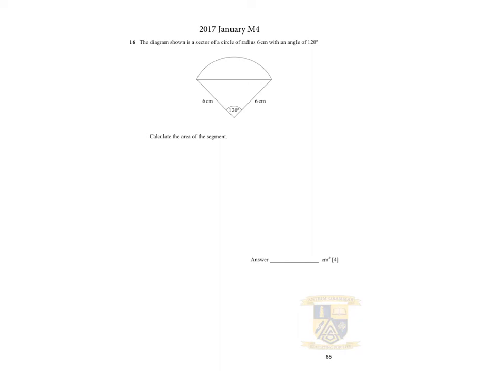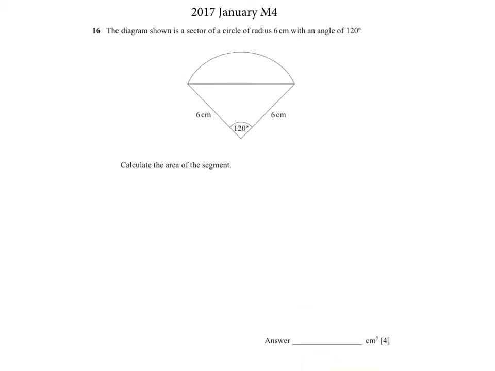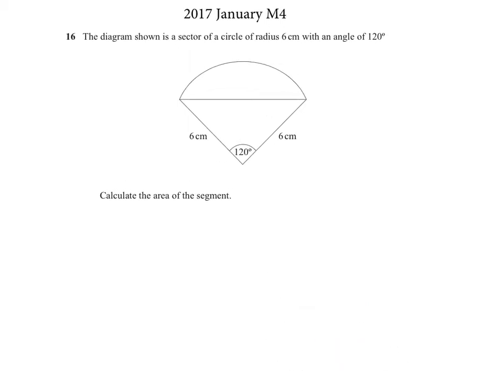This is the solution to 2017 January question 16 of the M4 paper. The diagram shows a sector of a circle with radius 6 centimeters with an angle of 120 degrees. We have to calculate the area of the segment. The segment is this bit here.